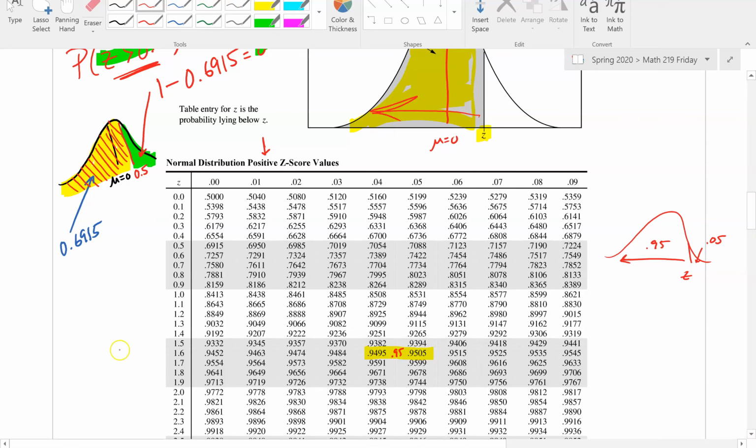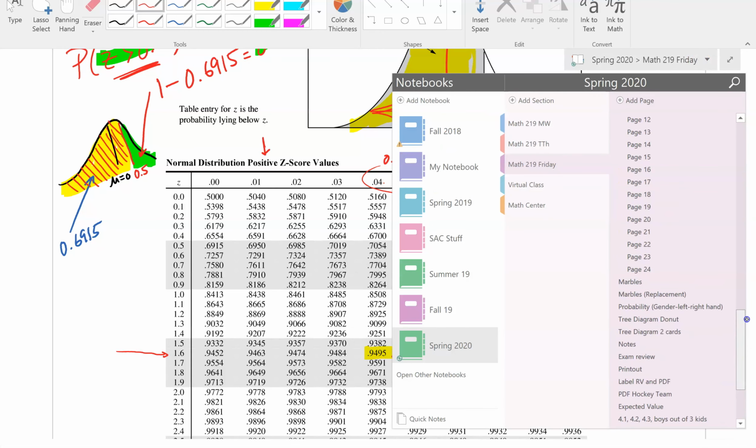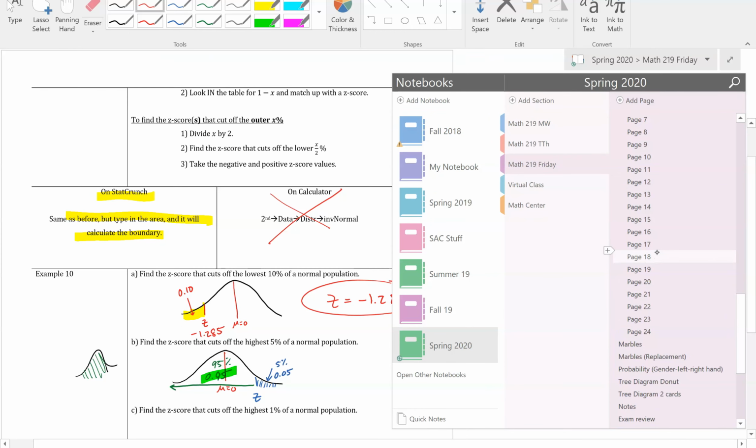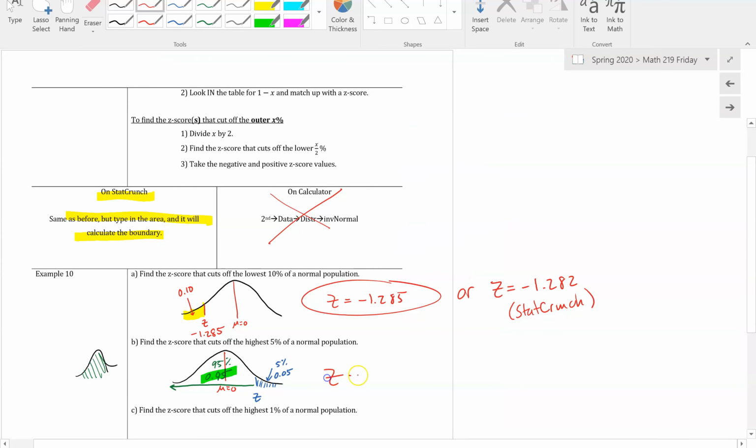0.95 would be right in between those two things. So I think we're looking at a z-score of 1.6, and then I'm going to split the difference there. 0.045 would be halfway in between those two. So I think this is a z-score of 1.645 is what I would call it. Okay, let's go back to the notes. So I'm going to say z is 1.645, and we'll do the next one on StatCrunch so we can verify it.